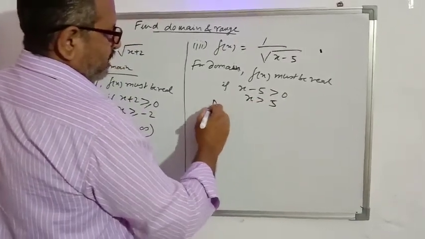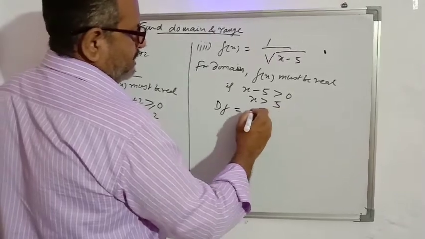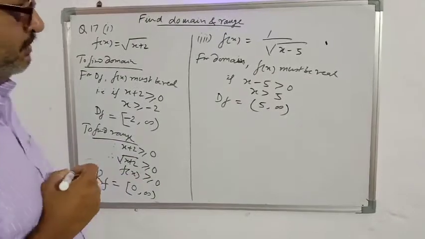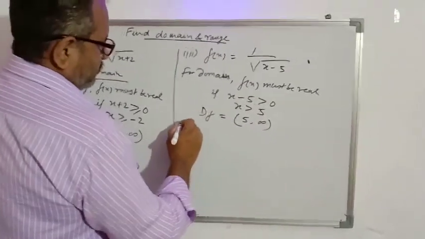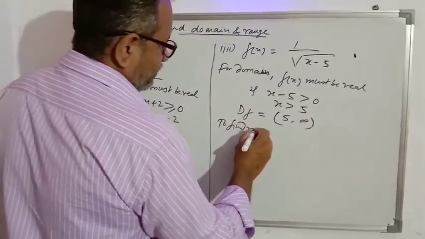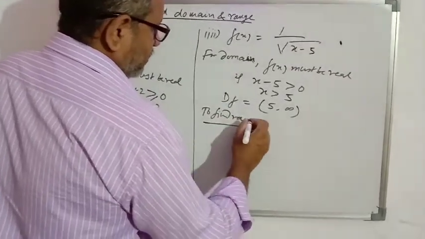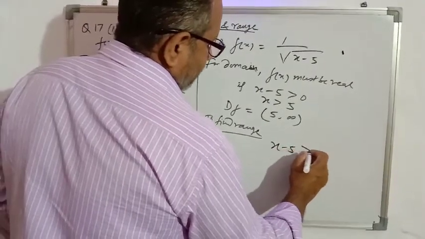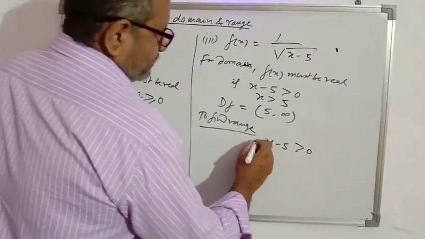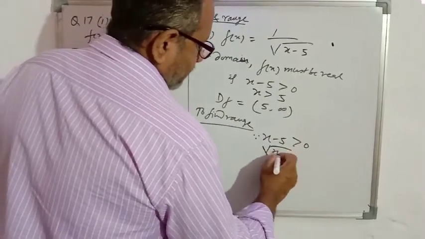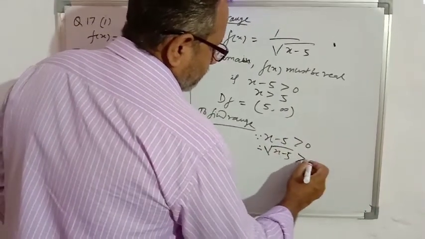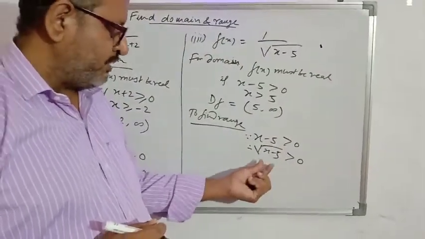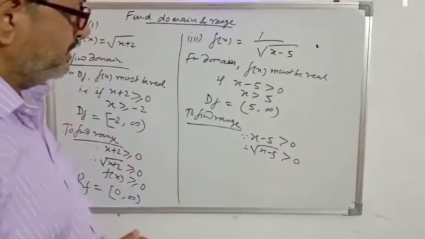x means domain. So what is the domain? The domain of the function is greater than 5, that is, 5 to infinity. So this is the domain of the function. To find the range, here we see that x minus 5 is greater than 0. So root x minus 5 will also be greater than 0, which means root x minus 5 is a positive real number.